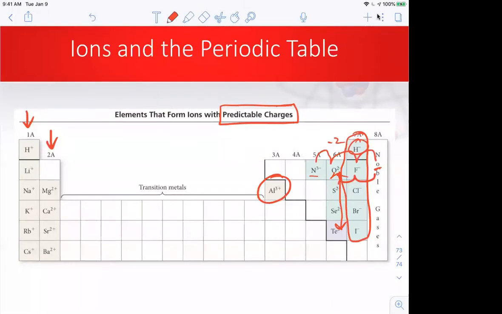This is a good chart to sort of keep your eye on. Keep your eye on the ions. Oh, I just made a funny.